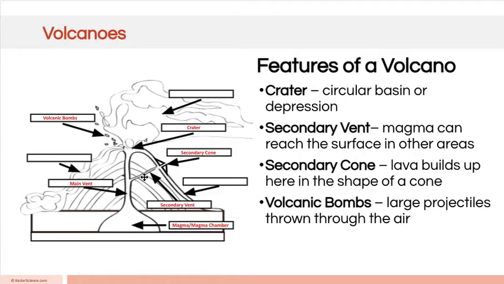And then the secondary cone is right here. It's the exit of the secondary vent. And essentially what it is, the lava is building up around the exit of that secondary vent into the shape of a cone. Over here you can see spews of lava coming out. These large projectiles are thrown through the air and they are very, very dangerous.